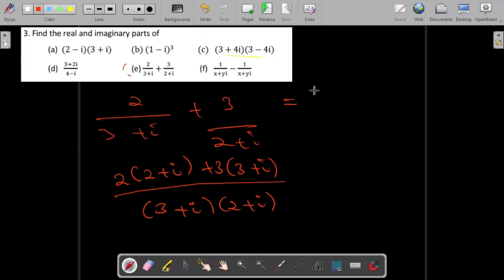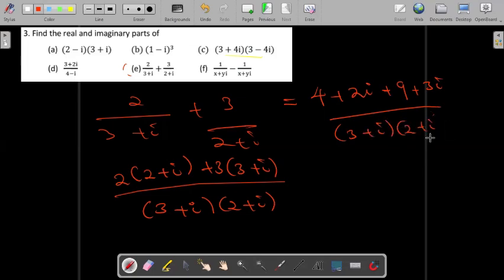So then on top when I multiply, I get 4 plus 2i. Then the other one is going to be plus 9 plus 3i. Then you just have 3 plus i, divided by 2 plus i. Then here you can add this and that, and add that and that. So you have 13, plus what value will you get when you add? That will be plus 5i.